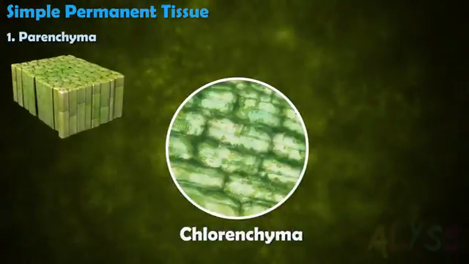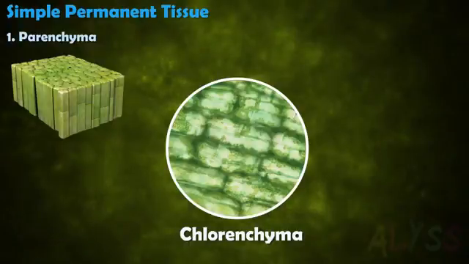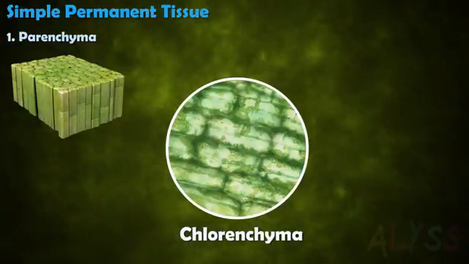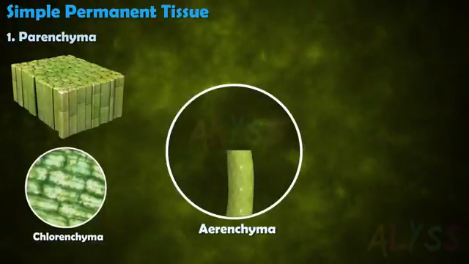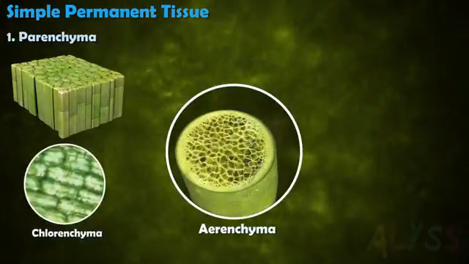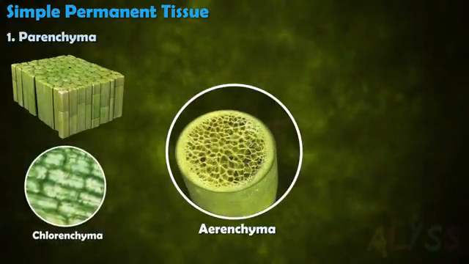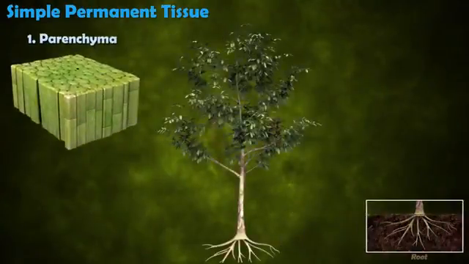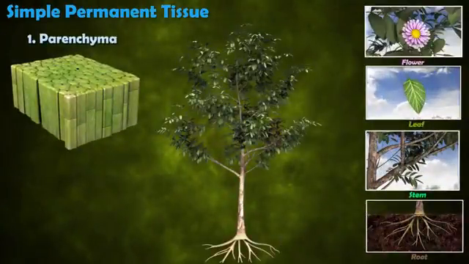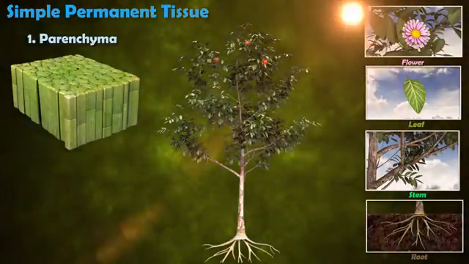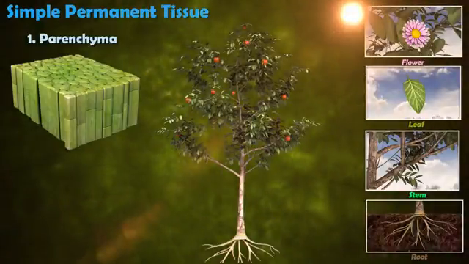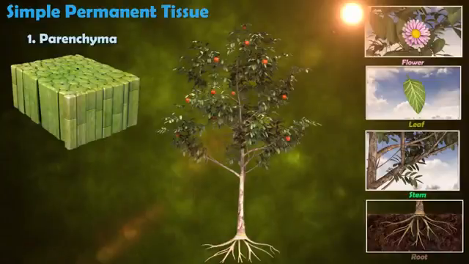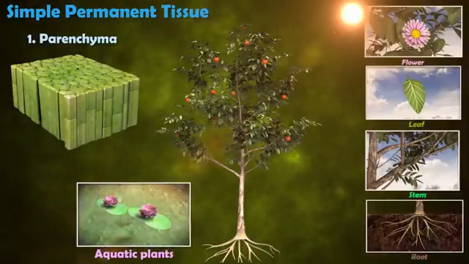The ones with chlorophyll are called chlorenchyma and help in photosynthesis. Some have air spaces and are present in aquatic plants for buoyancy. They are called aerenchyma. Parenchyma are found all over the plant body and help in storage, photosynthesis in some, and giving buoyancy in some, for example aquatic plants.